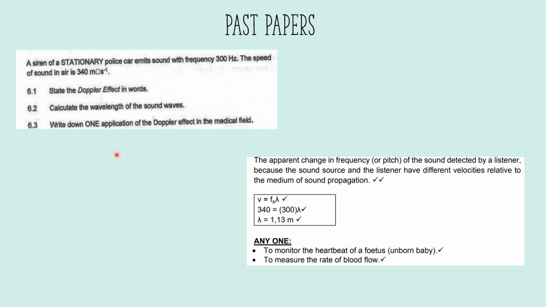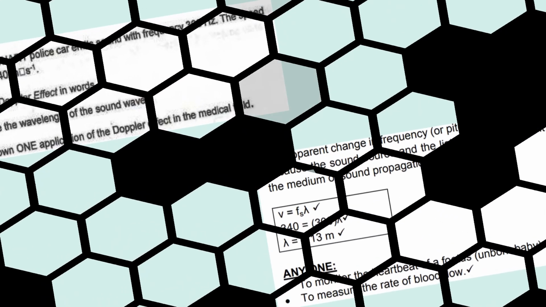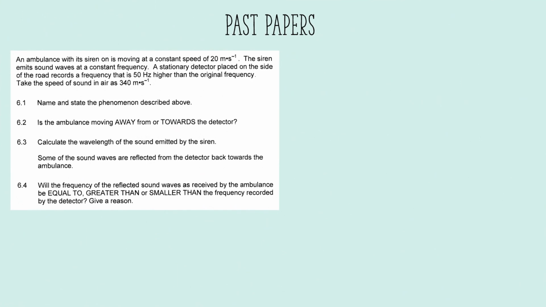Write down one application of the Doppler effect in the medical field: to monitor the heartbeat of a fetus or to measure the rate of the blood flow. I would like you to pause the video and try this past paper yourself. However, if you are struggling, watch it and then go back when you are revising to attempt it yourself.